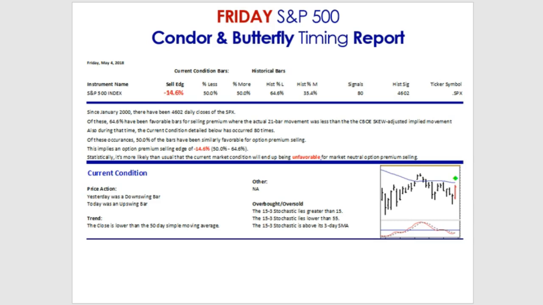So we have then a theoretical selling edge that's negative 14.6%. Statistically, it's more likely than usual that the current market condition that we just expressed here will end up being an unfavorable one for market neutral option premium selling. Is that a guarantee you'd lose money by using those strategies? No. Half the time it works out okay. But you can also have an adjustment approach that weathers the storms very well. But at least you know that this market condition, more often than usually, leads to an environment that makes for some rough waters for the Condor and Butterfly traders.